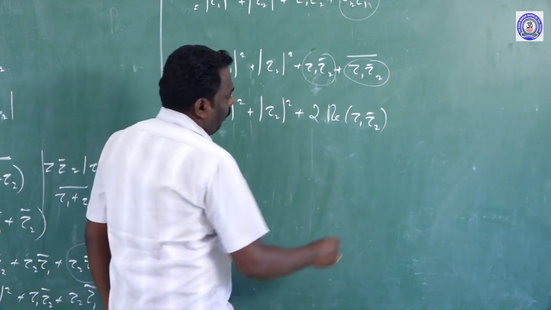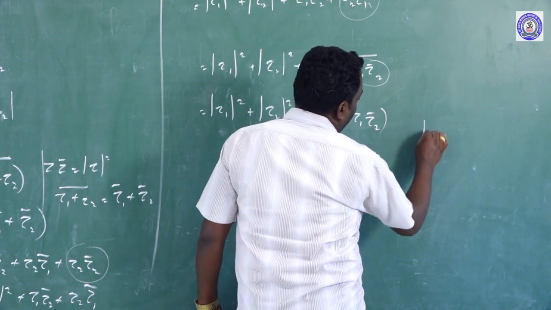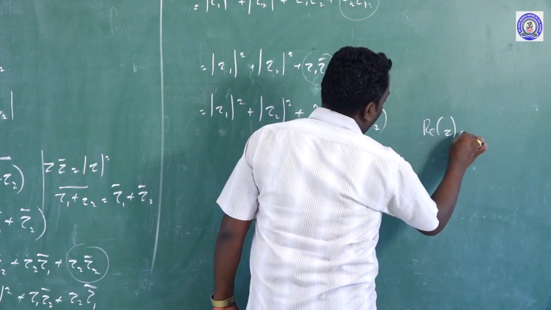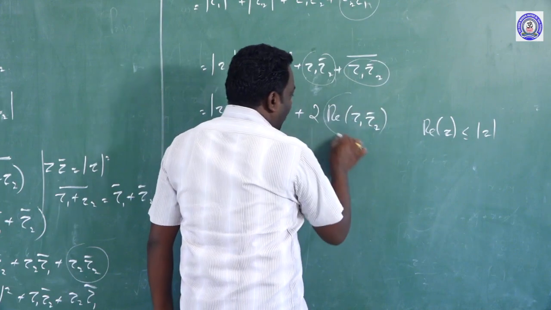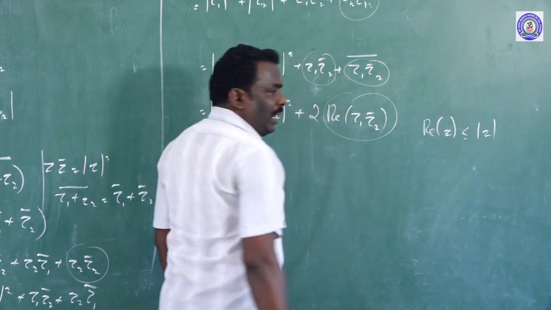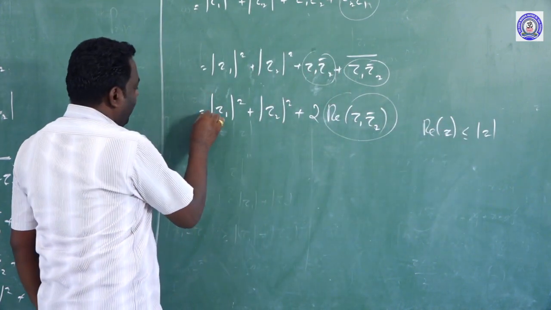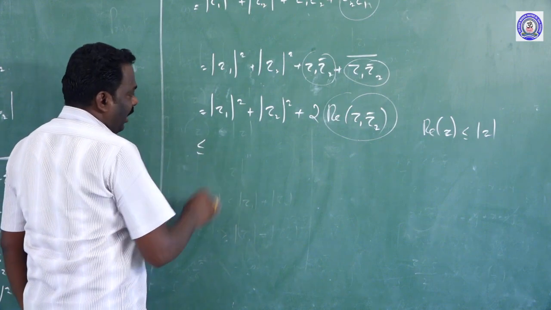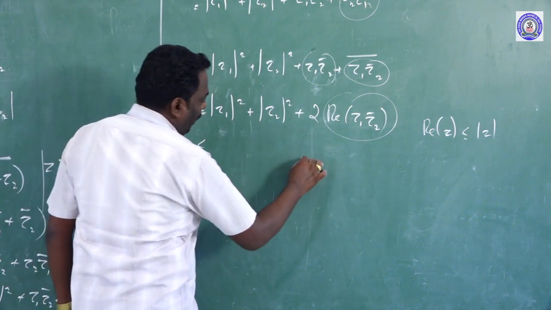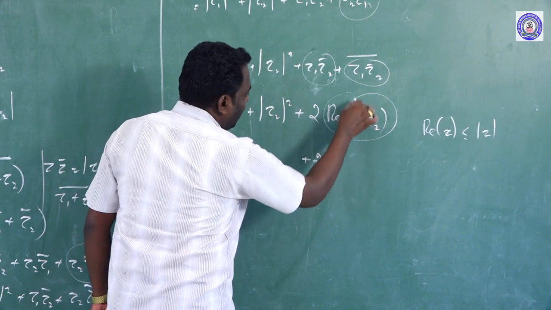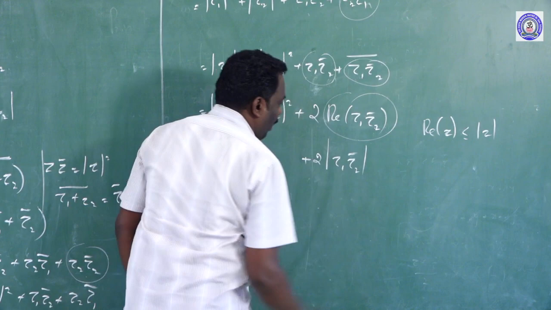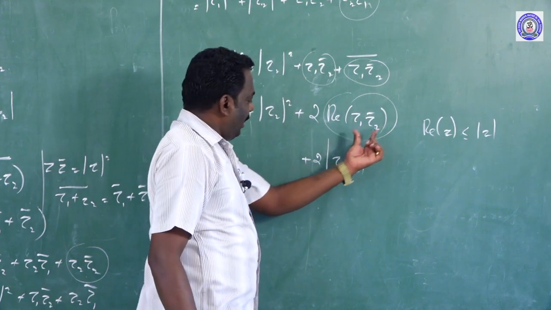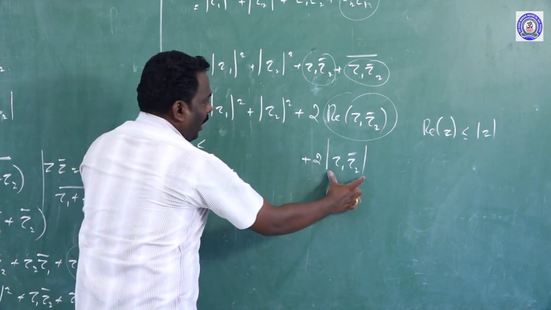Okay, see next one. We know the last property: real of z is less than or equal to modulus of z. Therefore, this equation will convert to less than or equal to, because plus 2 times, instead of real of z, we can write modulus of z1 z2 bar. Real of z is less than or equal to modulus of z.